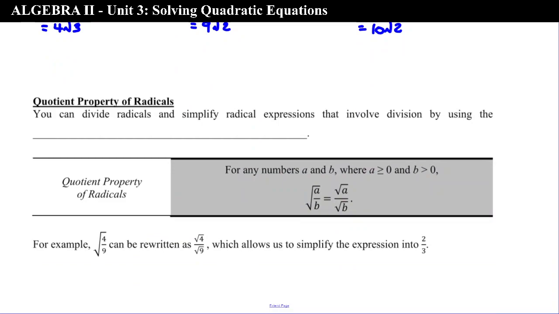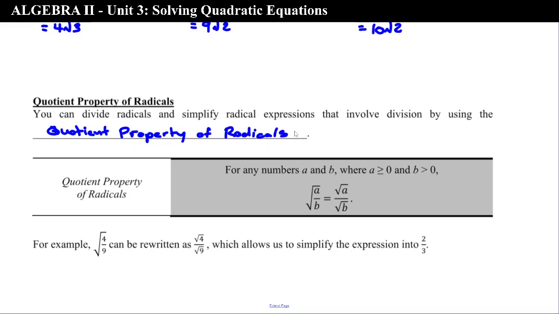So now let's talk about the quotient property of radicals. You can divide radicals and simplify radical expressions that involve division by using the quotient property of radicals. And it simply states that if you have any numbers a and b, where a is greater than or equal to 0 and b is greater than 0, then the square root of a over b is equal to the square root of a over the square root of b.